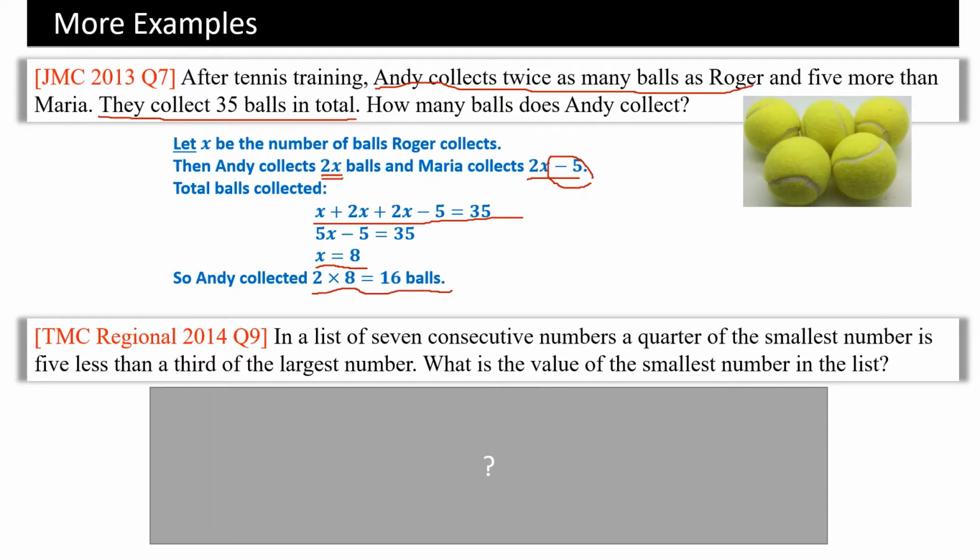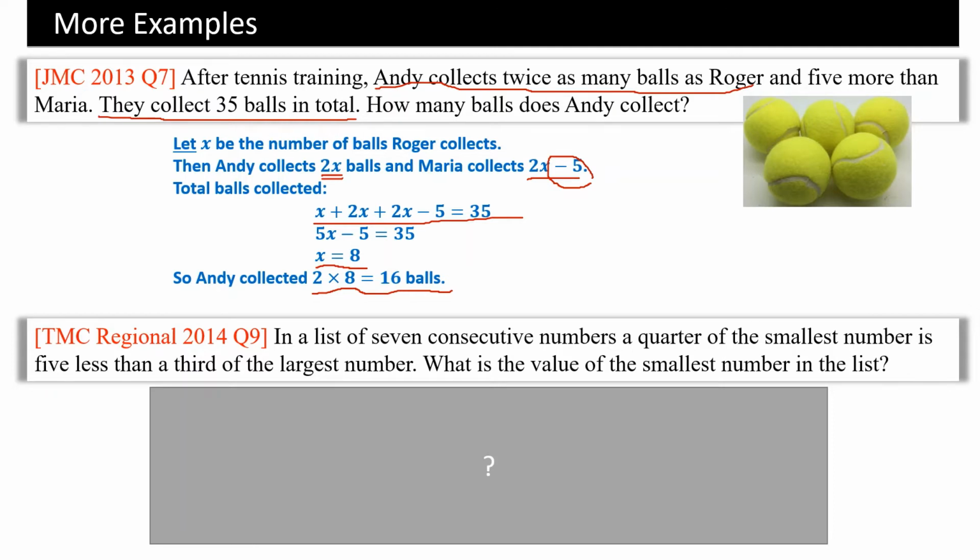All right, let's move on to the other question. In a list of 7 consecutive numbers, a quarter of the smallest number is 5 less than a third of the largest number. What is the value of the smallest number in the list? Now, the first thing we need to do here is to list out our parameters.